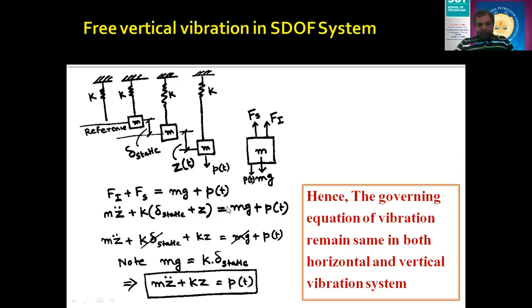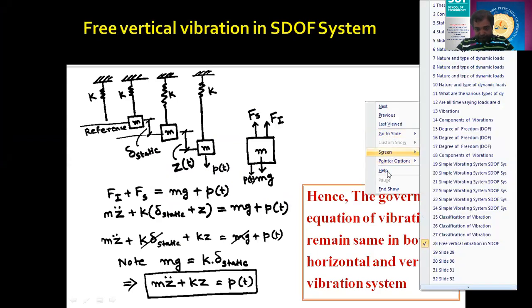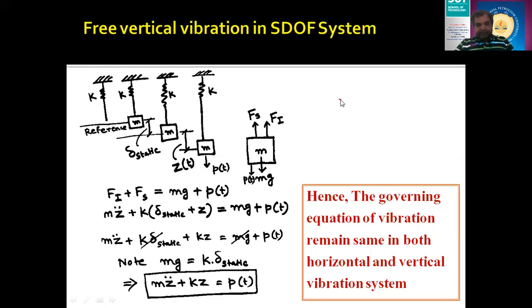Now just see what is going to happen. Suppose this is a spring, and this is your mass mg, acting in this direction. This spring will be stretched. The value of k is nothing but W upon the displacement of the spring, which in this case is delta static. W is equal to mg, so mg is equal to k into delta static. So here you can see k into delta static can be replaced with mg. If I replace this with mg, then the mg is going to cancel, and the equation becomes m z double dot plus k z is equal to P of t.